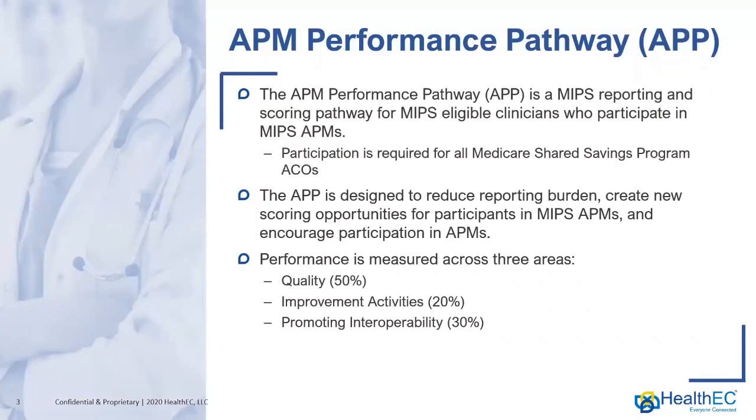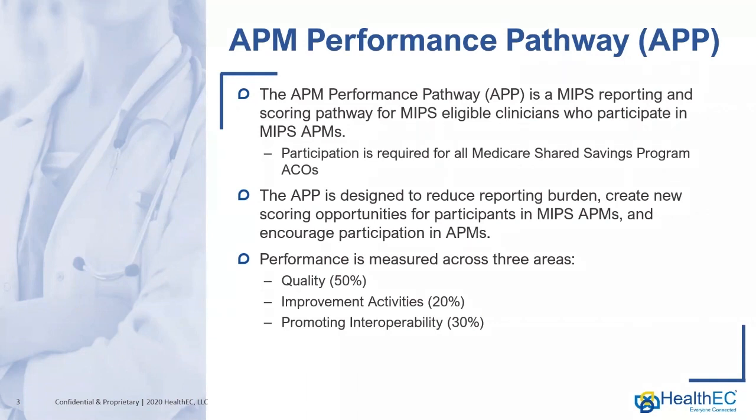So the APP, which stands for the APM Performance Pathway, is a MIPS reporting path and scoring pathway for MIPS eligible clinicians who participate in a MIPS APM. So an APM is an alternative payment model, like your Medicare Shared Savings Program that you all are participants in. The APP was designed by CMS under the MACRA legislation to reduce reporting burden and create new scoring opportunities for participants in MIPS APMs, and also to encourage participation in MIPS APMs.